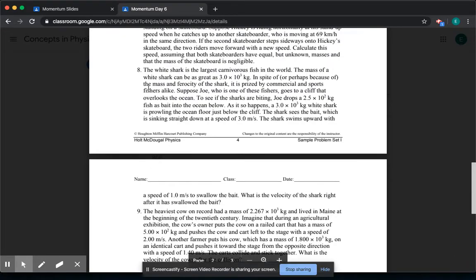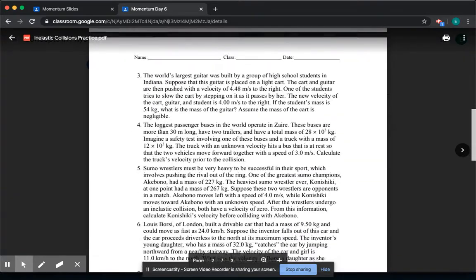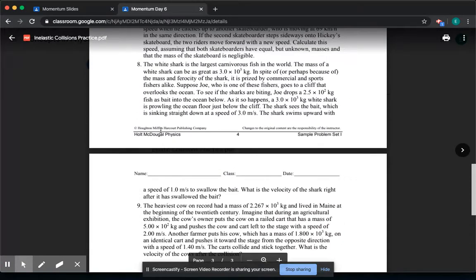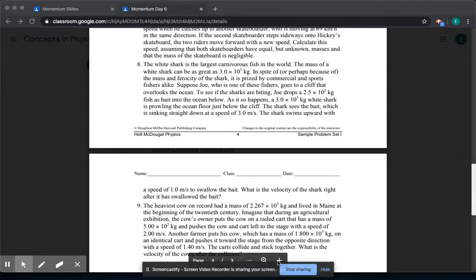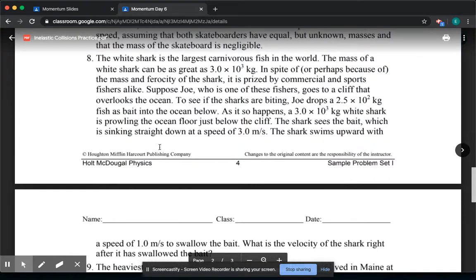So I'm gonna do number 8 and number 9 from the inelastic piece, and then I'm gonna do one problem from the elastic piece. So let's do number 8 here. Let's zoom in a bit, just a tiny bit. All right, cool. So number 8. Again, you guys have to learn to ignore the unnecessary information.